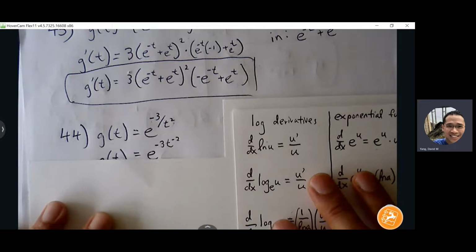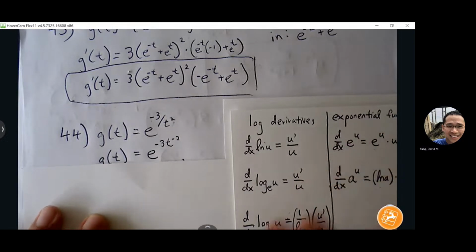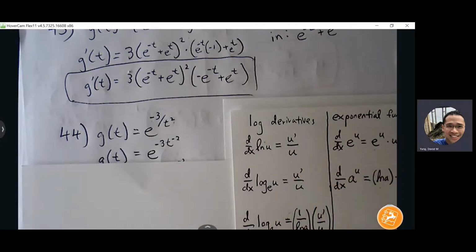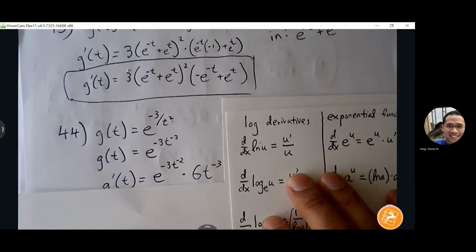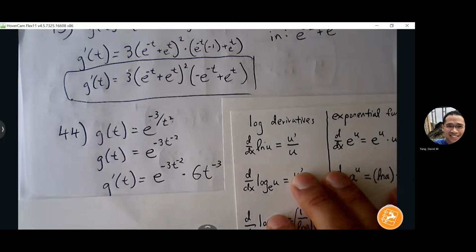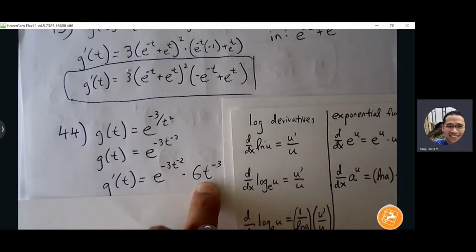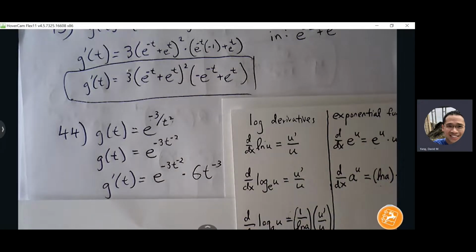So I'm going to just rewrite it. Make it e to the negative 3 t to the negative 2. So now that exponent is ready for my u prime. So my derivative is e to the u times u prime. That's a lot easier to do rather than having to go through quotient rule, right? 6t to the negative 3. Okay, so that's my derivative.